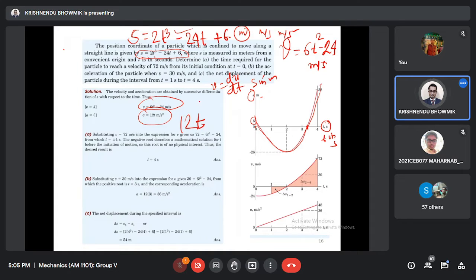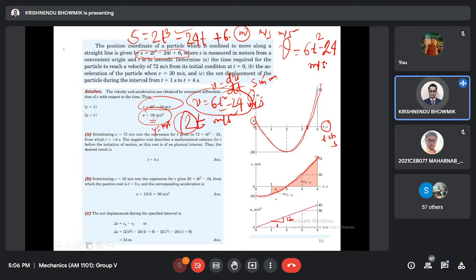Now the interesting thing is, say v equals 6t square minus 24 meter per second. Somebody can draw this parabola expression also. At t equals 0, v equals minus 24. So somebody can get an idea of this graph. Then a equals 12t, like y equals mx with c equal to 0. So the slope will be 12, in meter per second square.